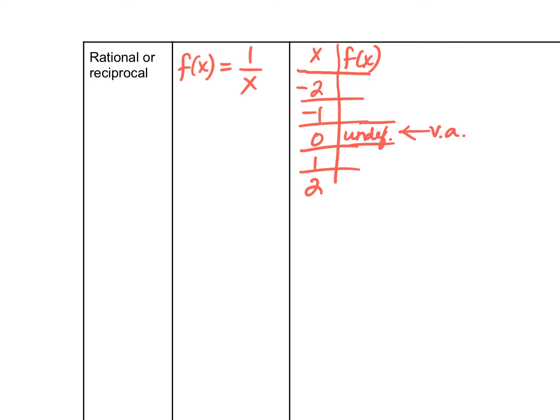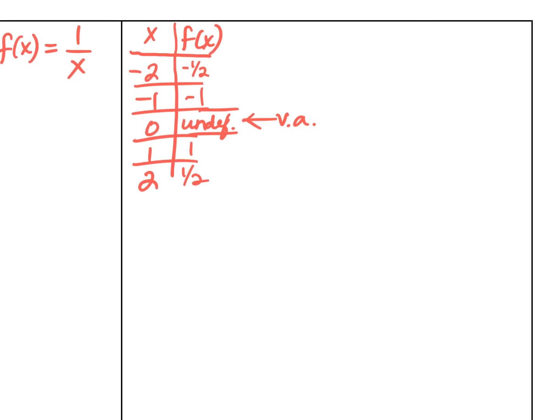So if I plug negative 2 into this function, what comes out? Negative 1/2. If I plug in negative 1, what do I get out? Negative 1. If I plug in 1 and plug in 2, 1/2. That is going to help me graph this guy.